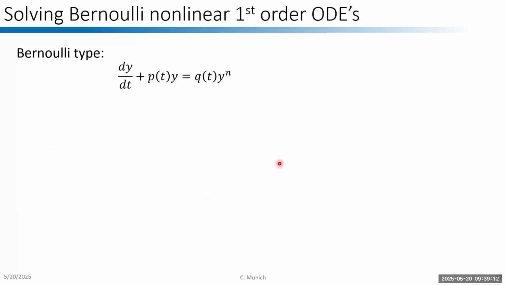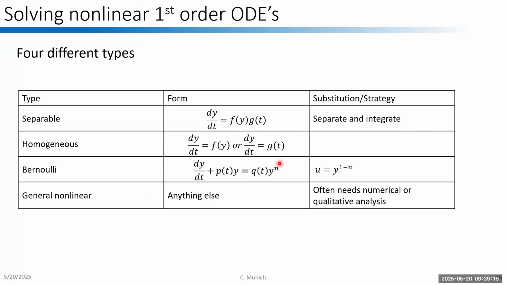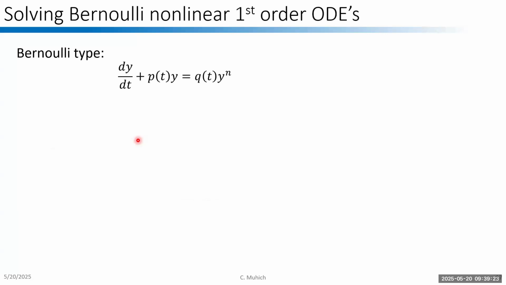Okay, let's take a look at solving the Bernoulli type ODEs, because the separable and the homogeneous forms are going to follow what I've sort of shown you already. Okay, let's look at our Bernoulli type equations. We have dy/dt plus p of t y equals q of t y to the n.